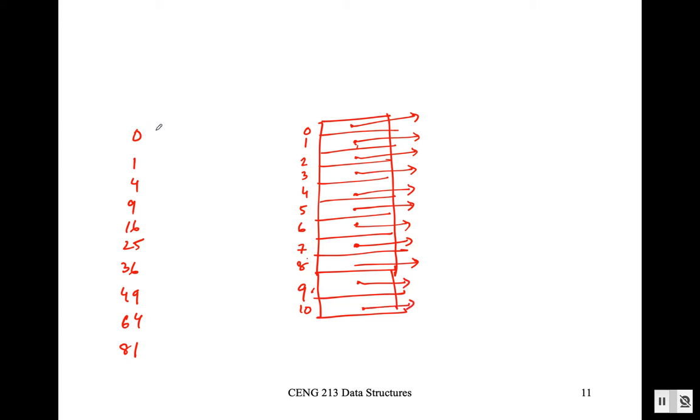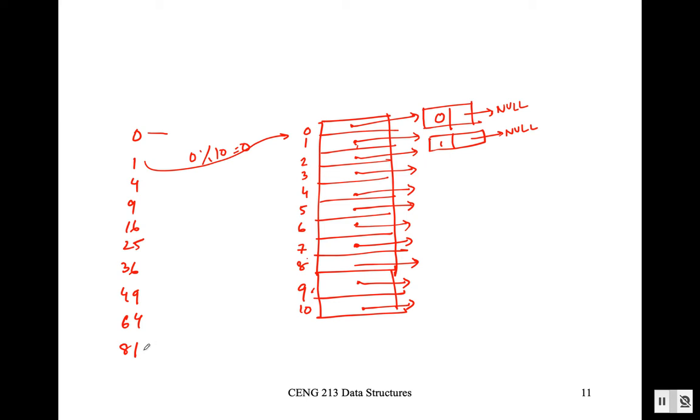When we insert 0, 0 mod 10 is 0. So we are going to create a list where we insert 0 at the front of the list, and now the array element is pointing to it. Then 1: 1 mod 10 is 1, so I'm going to insert 1 here. Then 4 like that.